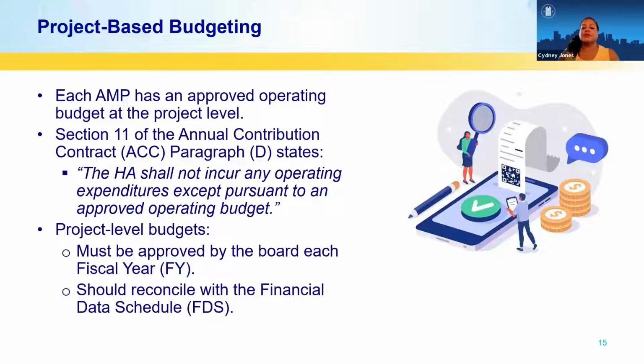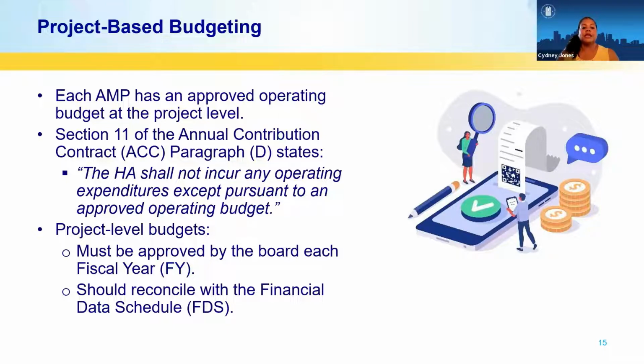So project level budgets must be approved by the board each fiscal year, and they also have to reconcile with the financial data schedule, or FDS as we refer to it, and that's HUD's measurement and accounting software, and typically we have to follow generally accepted accounting practices, or GAAP as we refer to them. So again, to learn more about project level budgets, you can tune into one of our live training modules on budget. But just keep in mind, project-based budgeting and accounting tracks the financial performance at each project and facilitates effective decision-making at the project level.